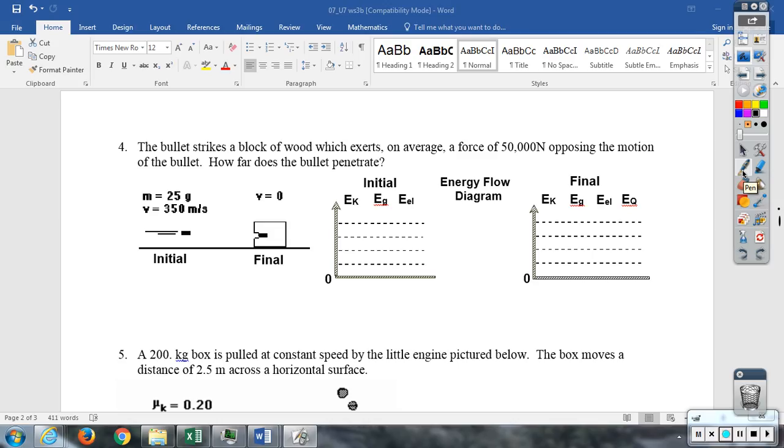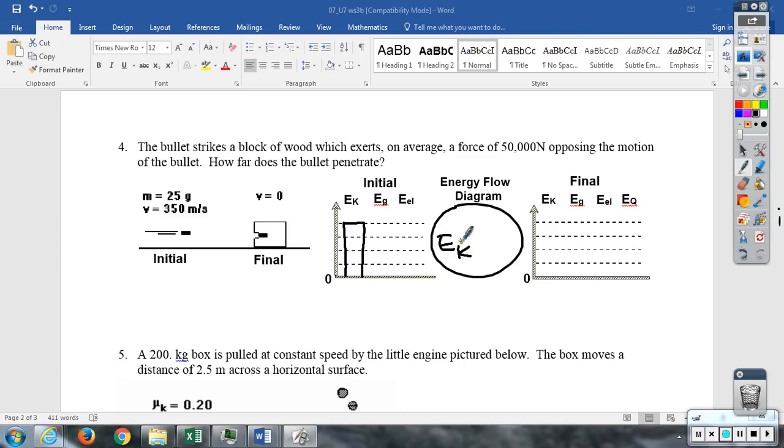Alright, so the bullet strikes a block of wood which exerts on average a force of 50,000 newtons opposing the motion of the bullet. How far does the bullet penetrate the block? Okay, so clearly this bullet has kinetic energy. It's moving at 350 meters per second. Really, really fast. So we're going to give this bullet a lot of kinetic energy.